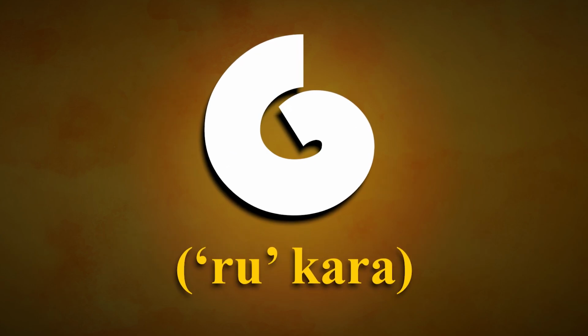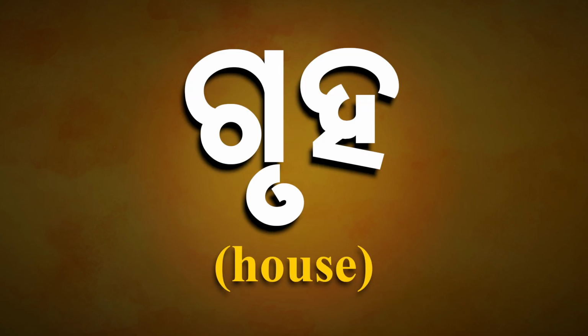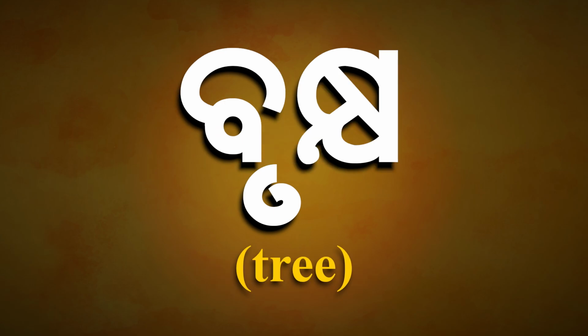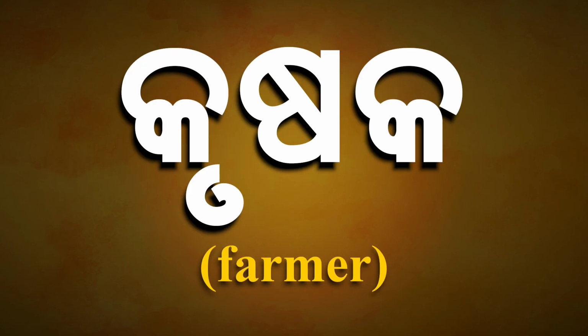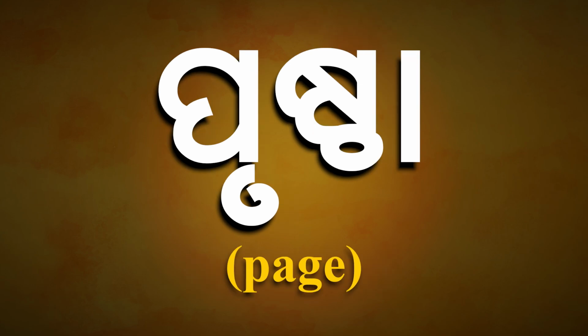Then comes Rukara. Draw a small 6-like shape below the letter, as you can see in the video. For example, Gruha means house. Brukhya means tree. Krusaka means farmer. Krusi refers to farming. Prushtha means page.